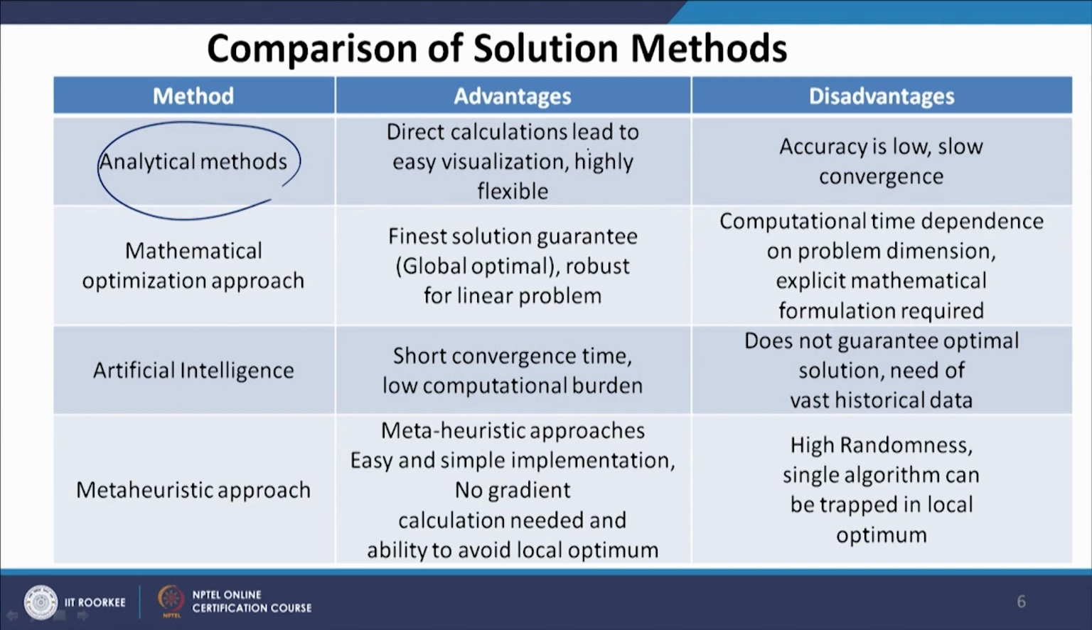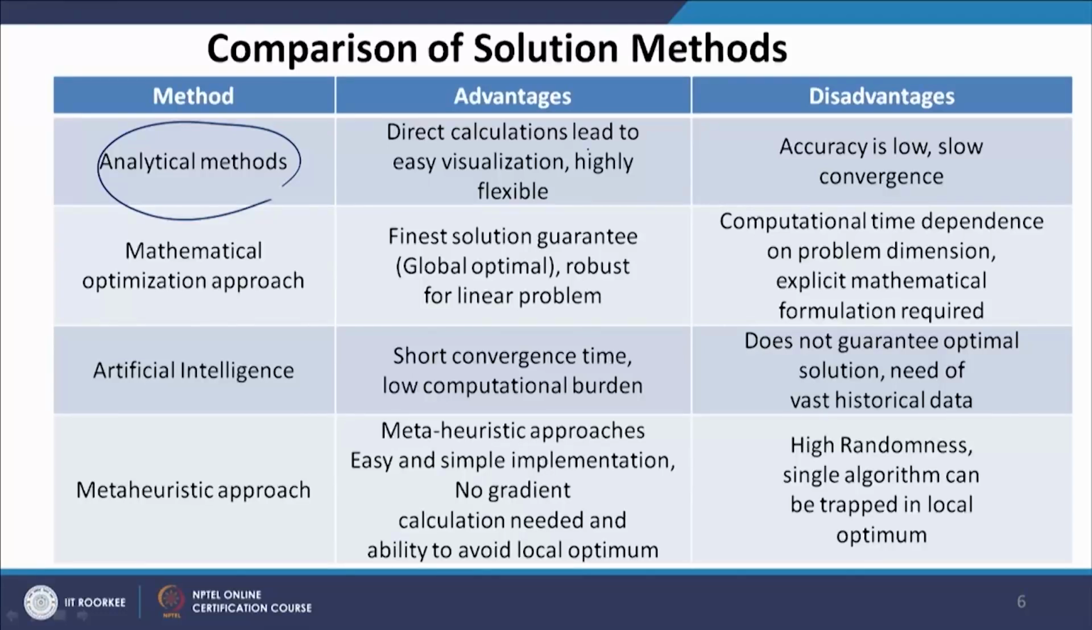However, in the case of the mathematical optimization approach, it is the finest solution guarantee, no doubt about it, and robust for linear problems, but the computational time depends on problem dimension, and explicit mathematical formulation is equally required. Now, if you go for AI based techniques, it has short convergence time and low computational burden, but sometimes it does not guarantee an optimal solution. It needs a vast database, which is equally difficult.